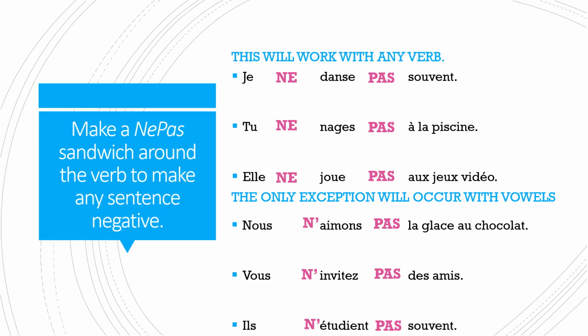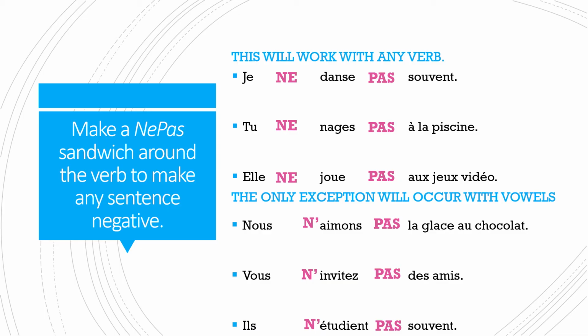The only exception occurs with vowels. If your verb starts with a vowel sound, A, E, I, O, or U, or if you're using an H because H is silent, you need to put an apostrophe instead. So, je ne danse pas souvent. I don't dance often. Tu ne nages pas à la piscine. You are not swimming at the pool. Elle ne joue pas aux jeux vidéo. She does not play video games. Nous n'aimons pas la glace au chocolat. We don't like chocolate ice cream, which I can't imagine anybody ever saying, but hey, everyone's got their taste. Vous n'invitez pas des amis. You are not inviting any friends. And ils n'étudient pas souvent. They do not study often.